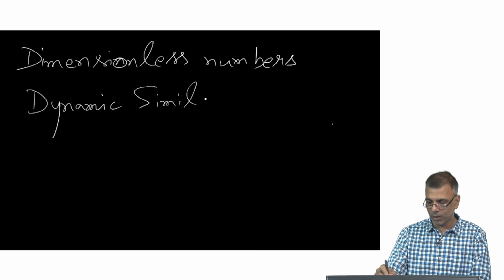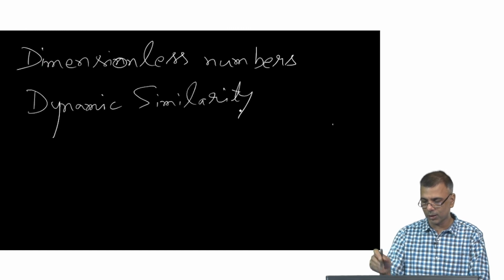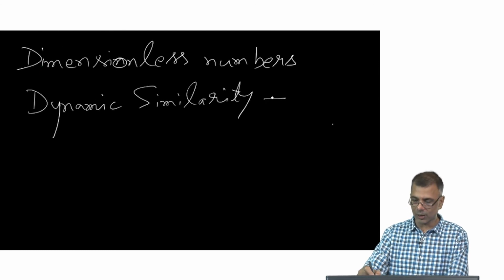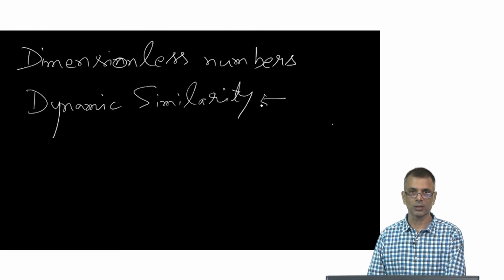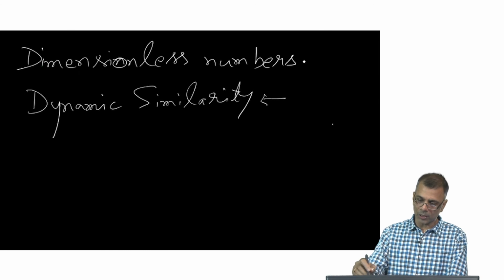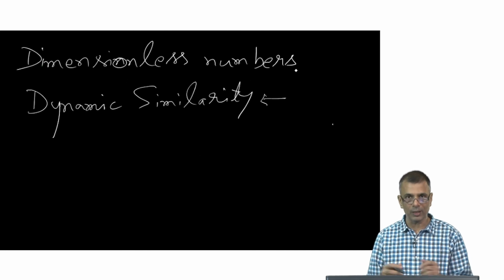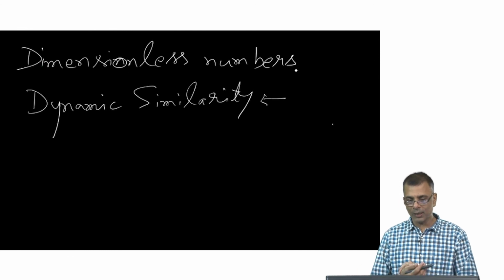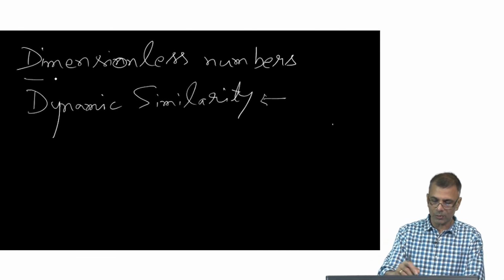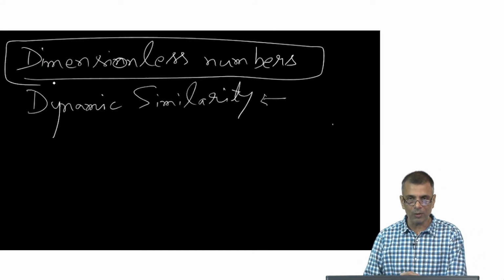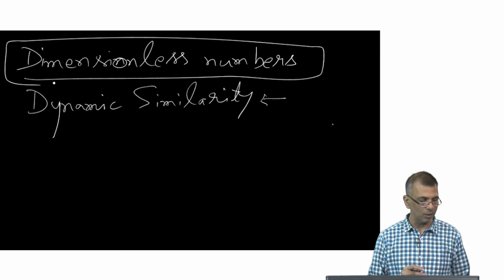I'm simply saying this word right now, but I won't bother explaining it for the time being. But this is also something that we will concentrate on in this part of the course. The reason I'm mentioning both of these in the same breath is that the concept of dynamic similarity is very closely related to that of dimensionless numbers. So we will start with talking about dimensionless numbers. There are several; I will only talk about a few right now.